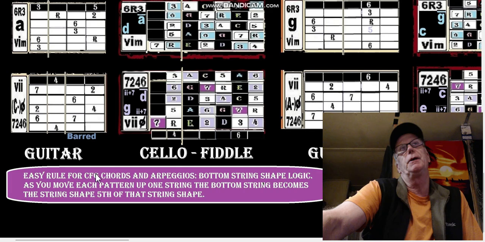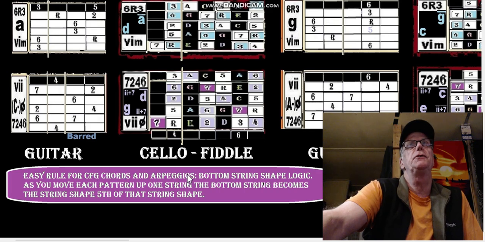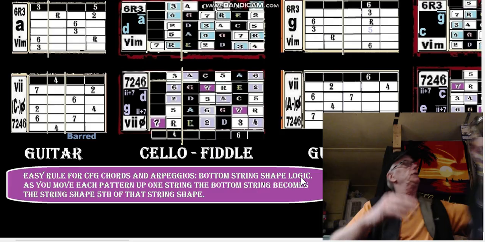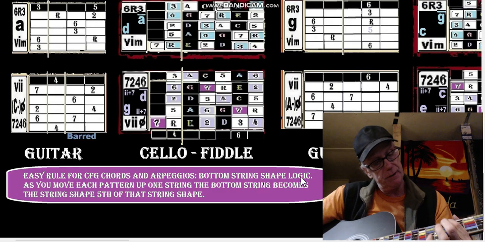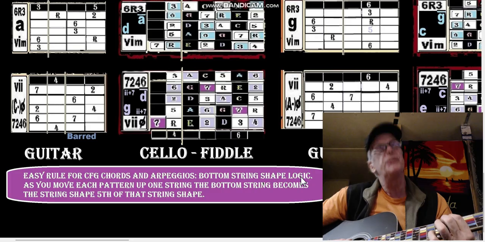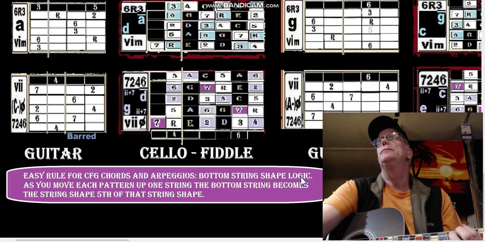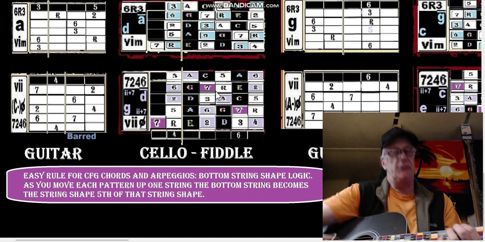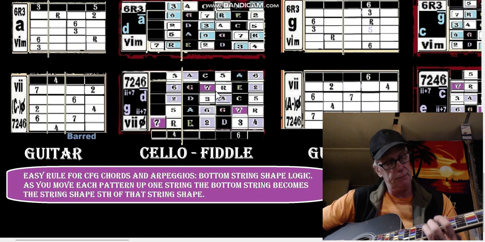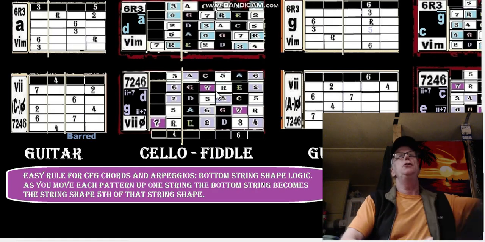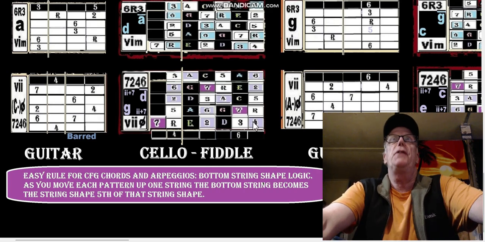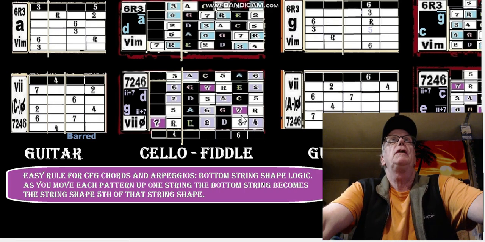So, easy rule for cello, fiddle, violin. Cello, fiddle, guitar, whatever, 5-string chords and arpeggios. Bottom string shape logic. Bottom string shape is the new string shape. When we start on a 5 here, we're going to go 5, 3, root right there. This is the new, the cello fiddle string shapes reference to their bottom string.